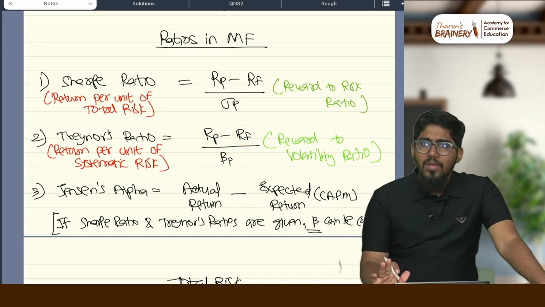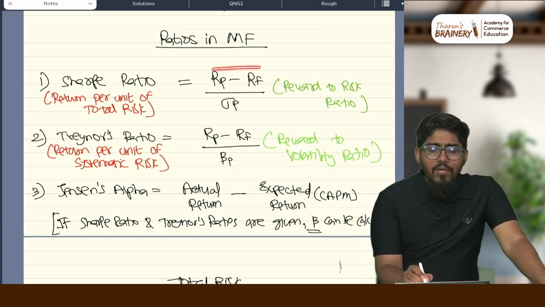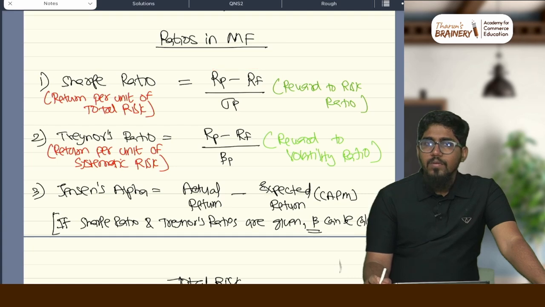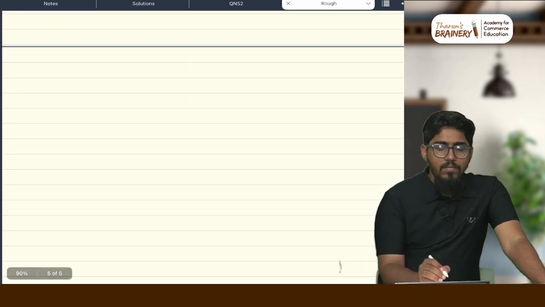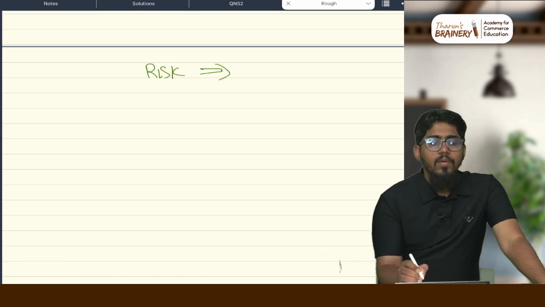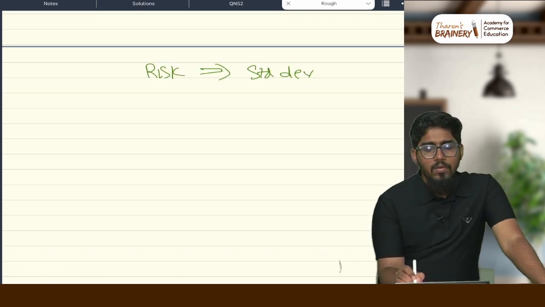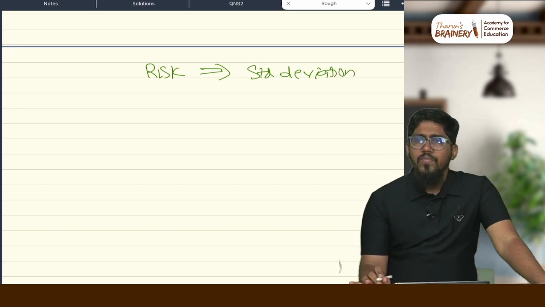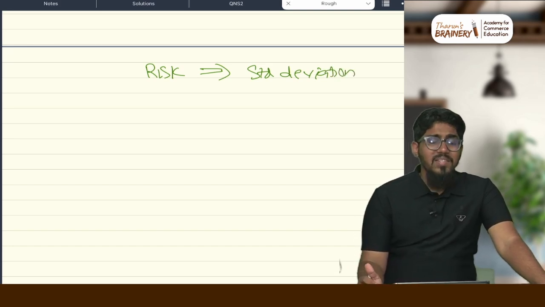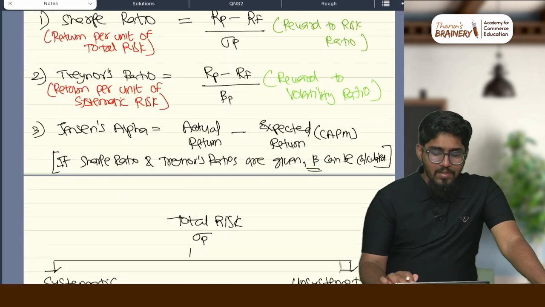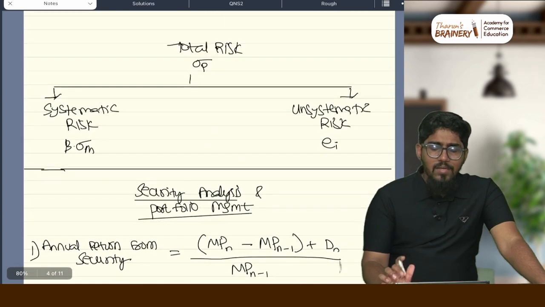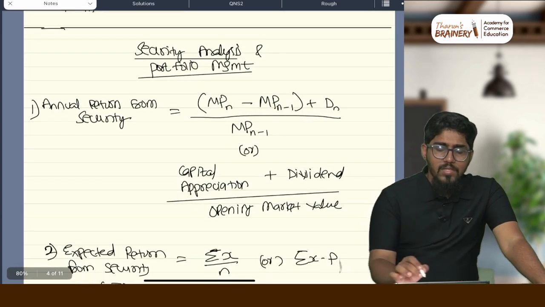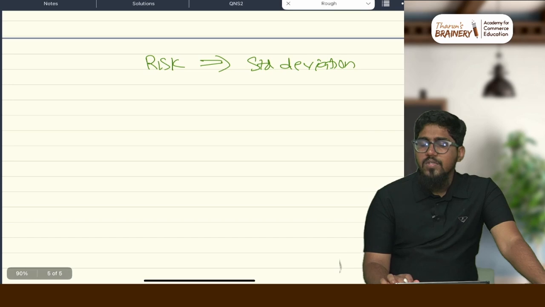What are they asking? Sharpe ratio means how much return I am earning per unit of risk. The first thing you should understand here is what is risk. Before going to that, let us start this risk return topic. What is the risk? It is always sigma. Standard deviation is the risk.